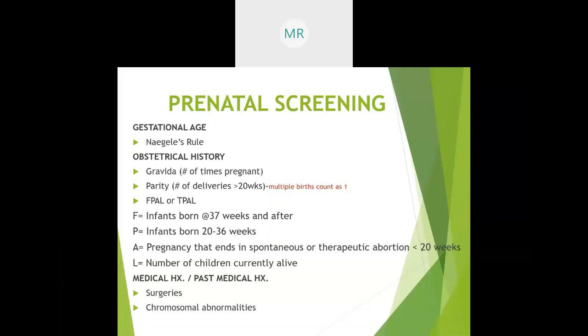Well, that particular mom, let's say that we're working up the G over P, and she had twins. She's going to say, yes, I delivered them at 34 weeks. So the F is going to be 0. The P will be 1, because it was one delivery at 34 weeks. The A will be 0 because she didn't have any spontaneous abortions. And let's say the living is 1.